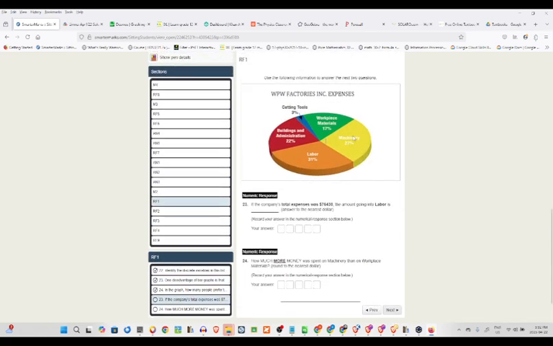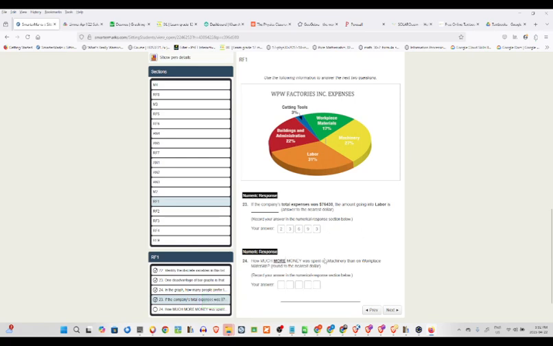All right, so now if the company's total expenses were 76,430, how much is going into labor? Labor's 31%. 76,430 times 0.31 is $23,693.30, but it asks us for the nearest dollar, so we can scrap the 30 cents.